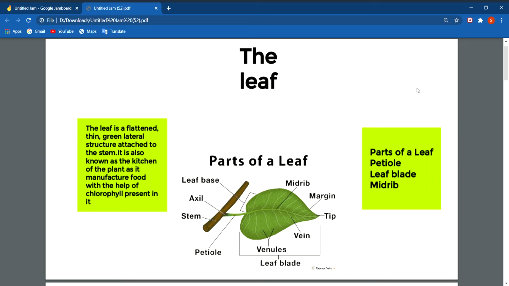We were discussing the different parts of the shoot and the root. We have discussed the root system, then the roots, the tap root and the fibrous root. Then we are discussing the shoot system. In the shoot system, in the last period we discussed the stem.